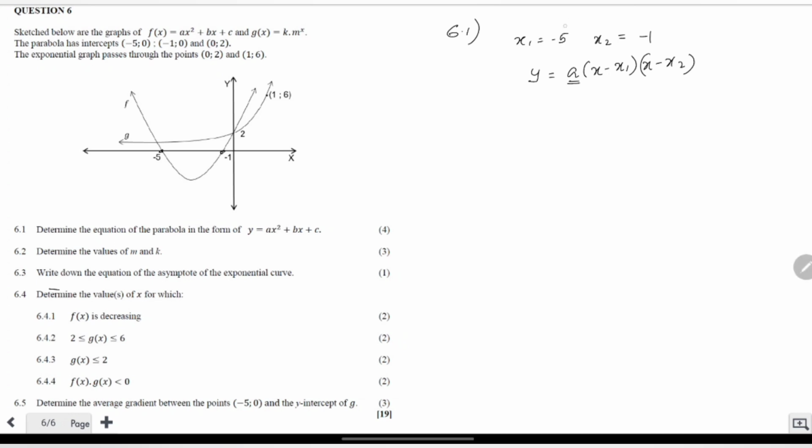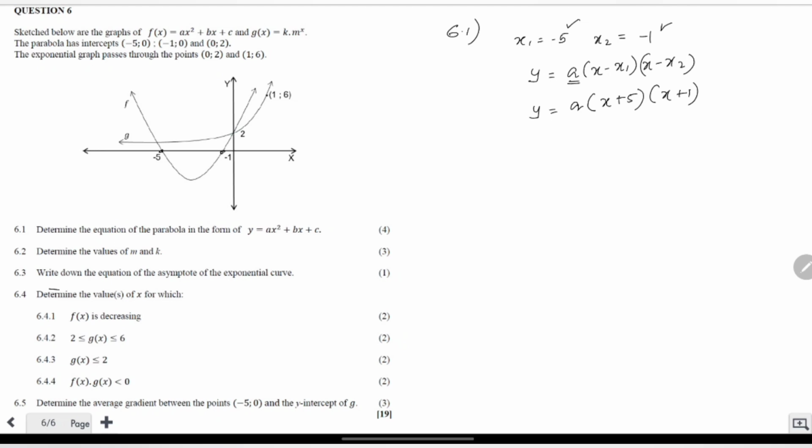Okay, here x1 is minus 5 and x2 is minus 1. So let me substitute that first. Y is equal to a times (x minus minus 5, which is x plus 5), then (x minus minus 1, which is x plus 1). So this is the equation of the parabola. Now the problem is a, because in the equation, apart from x and y, we don't need any other unknown, isn't it? Here one unknown is there, a. For finding a we are using that other point.